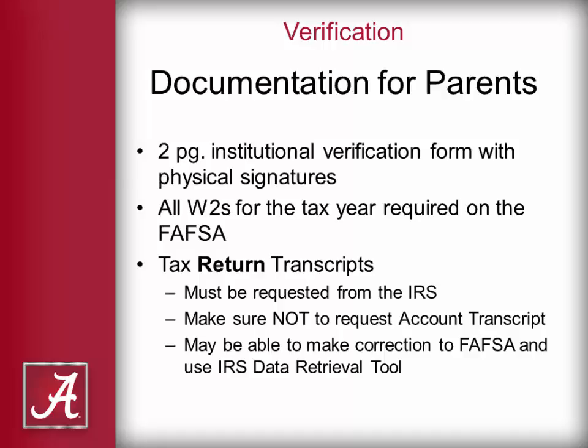In addition to that 2-page institutional verification form, we need all W-2s for either the parent listed on the FAFSA or both parents that are listed on the FAFSA for whatever tax year is required on the application. In the past, we have been able to accept 1040s, so just your standard tax return, as documentation for verification. However, that's no longer the case. Now you must submit what is called a tax return transcript.